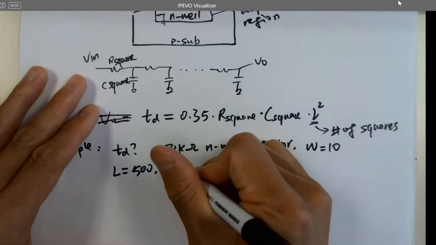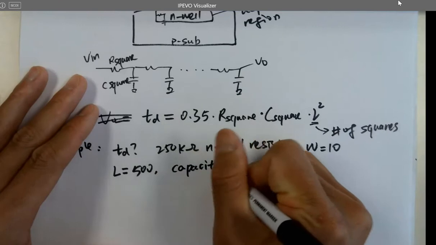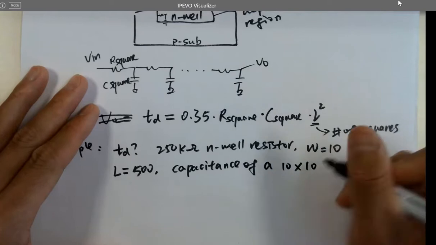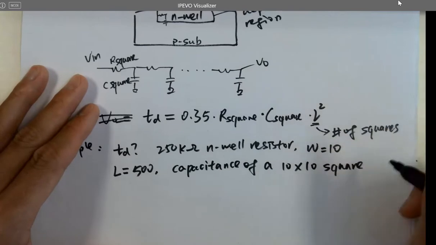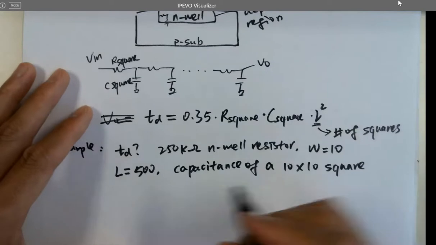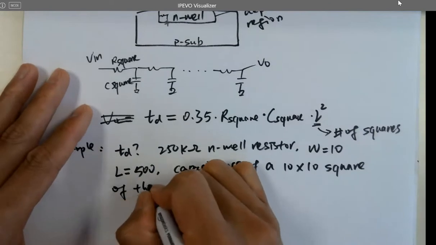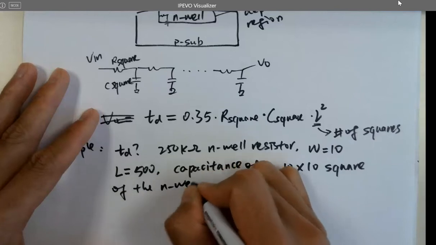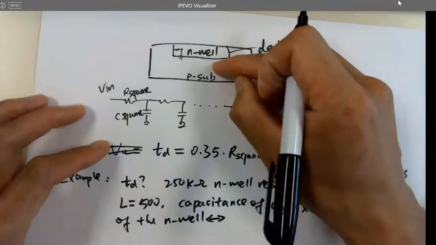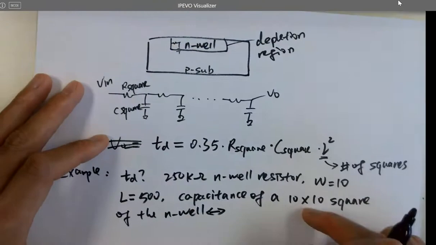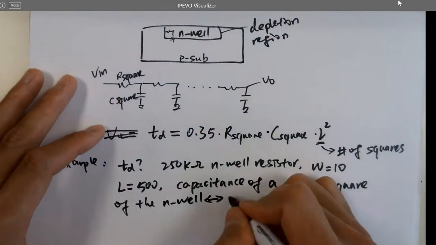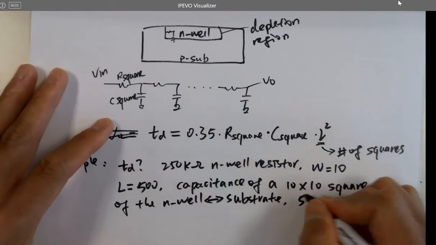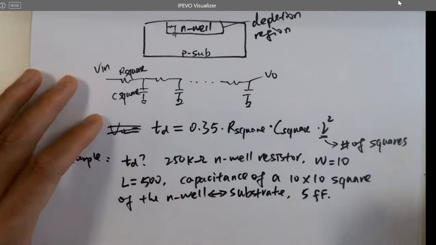And the capacitance of a 10 by 10 square of the N-well to substrate, just in between the N-well and substrate, whenever you have a 10 by 10 footprint there, and the capacitance is 5 femtofarads. So what is the time delay?